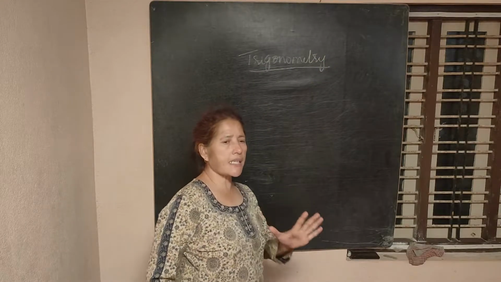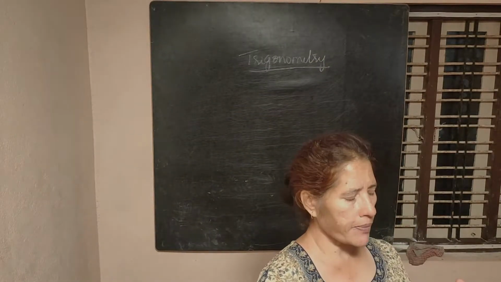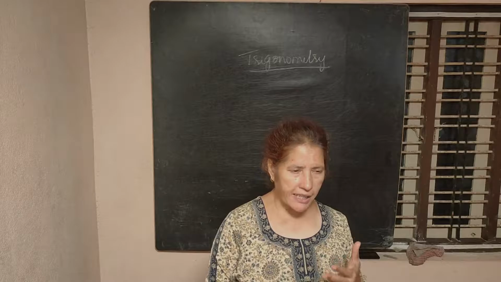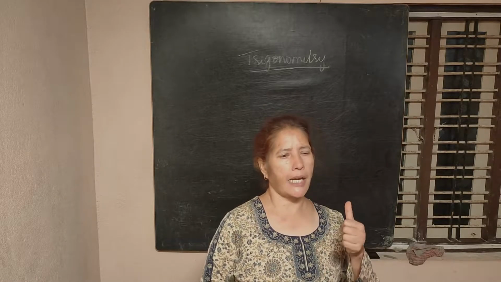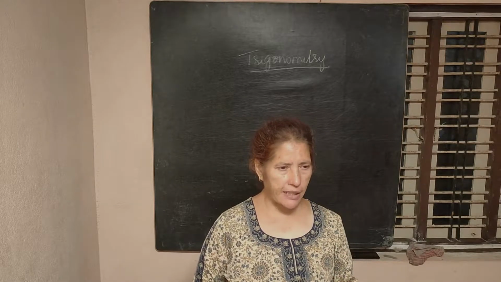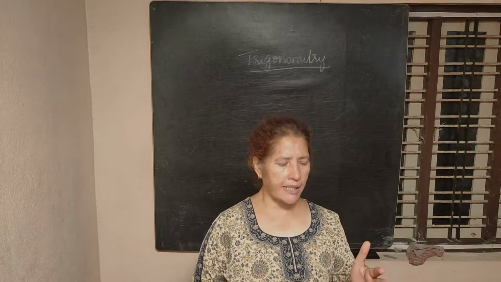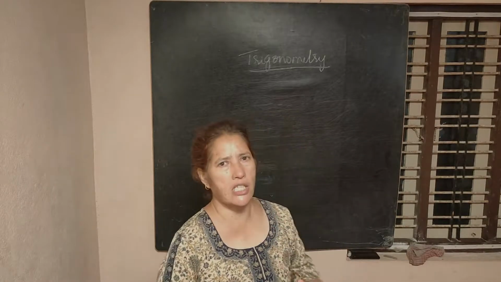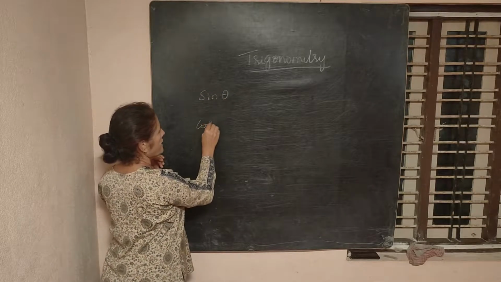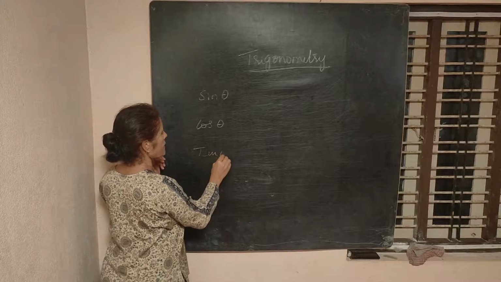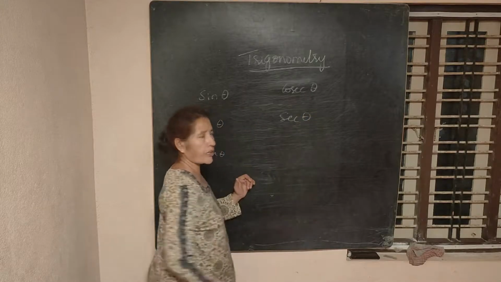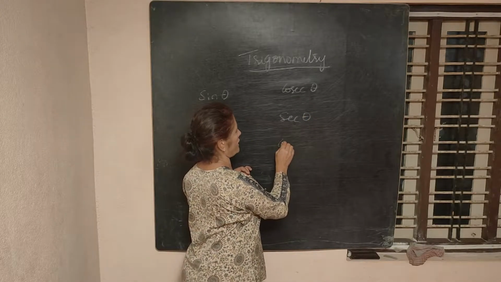So in trigonometry, there are 6 trigonometric ratios. They are sin theta, cos theta, tan theta, cosecant theta, secant theta and cotangent theta. So let me write that down: sin theta, cos theta, tan theta, cosecant theta, secant theta, and cotangent theta, which I write as cot theta.